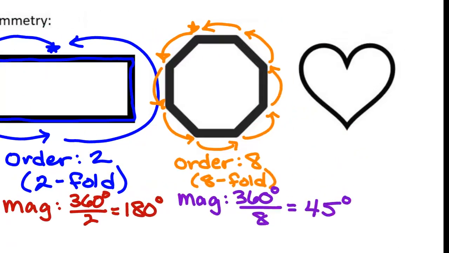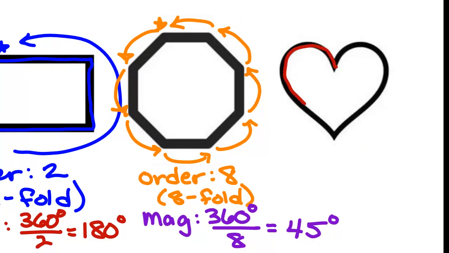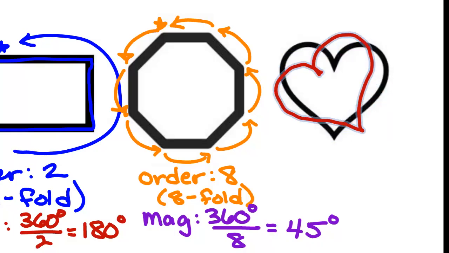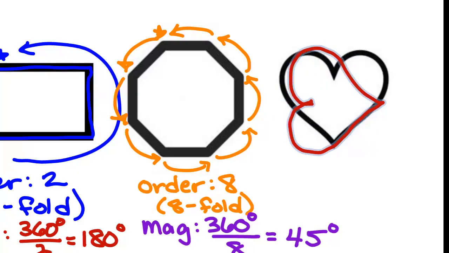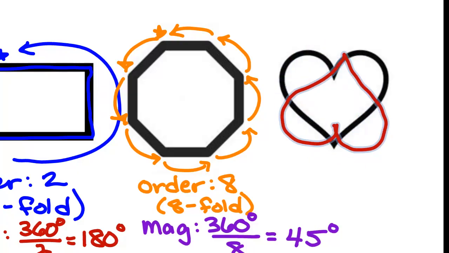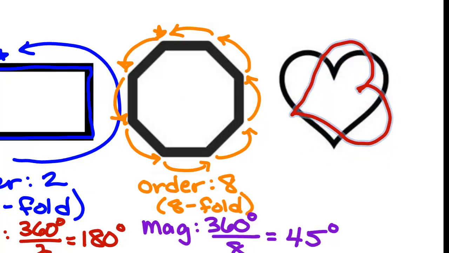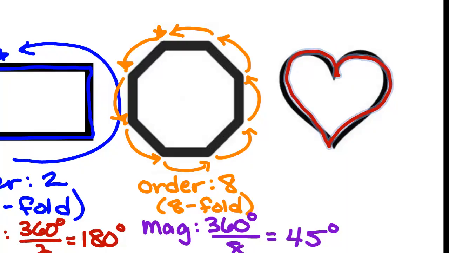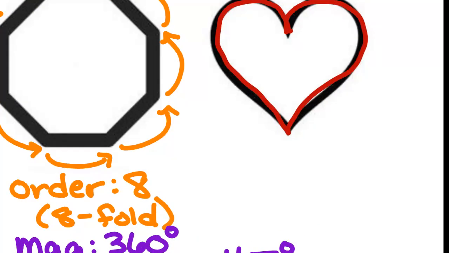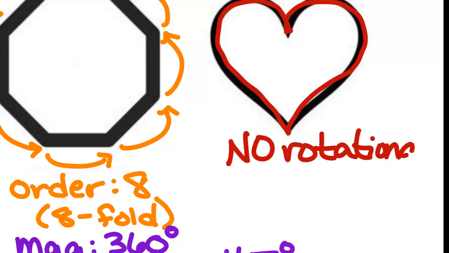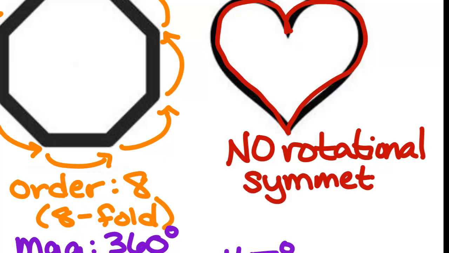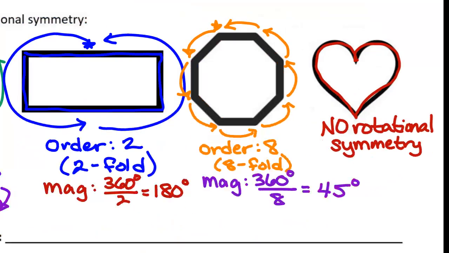And then finally we have this heart shape. If I take my heart shape and I rotate it around, is there anywhere in my rotation before I get back to the beginning where it will land on top of itself perfectly? No. So do we have rotational symmetry on the heart? No. No rotational symmetry.